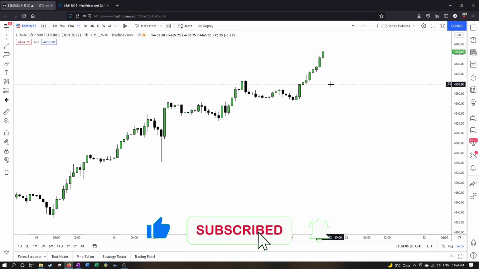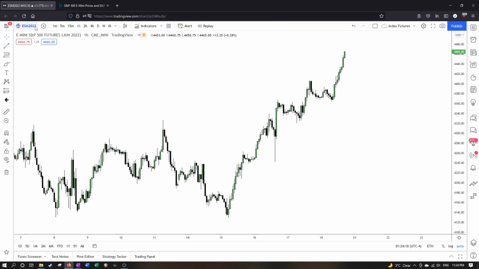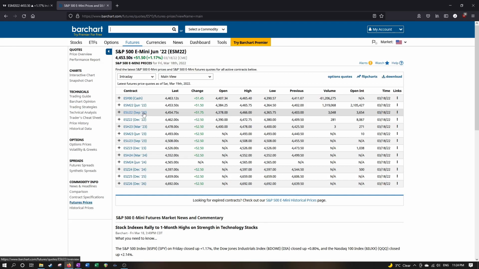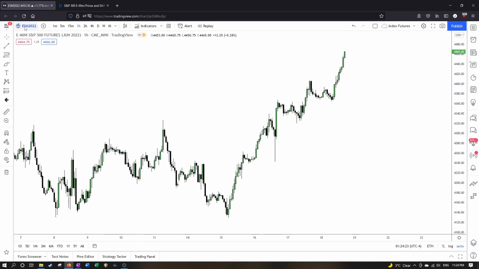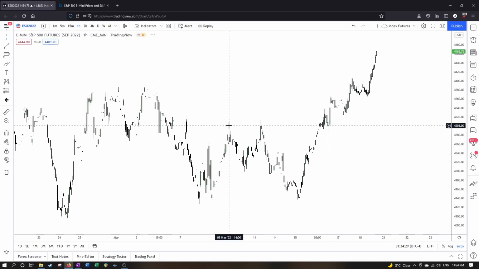And there's actually movement. Now, what do I mean by open interest? Okay, so let's say we wanted to take a look at the September contract, which has much, much, much lower open interest than June. So I would type in ESU 2022, and I broke TradingView.